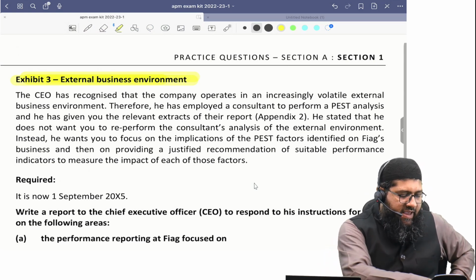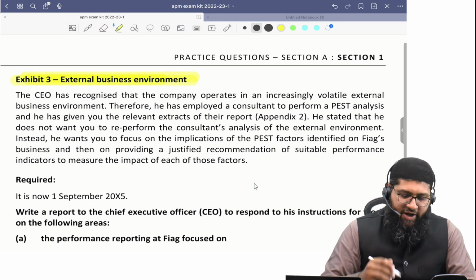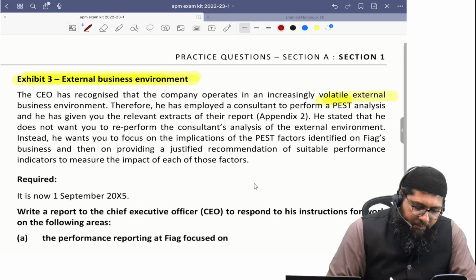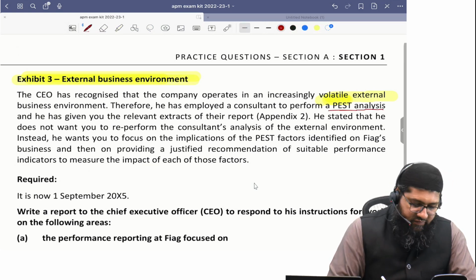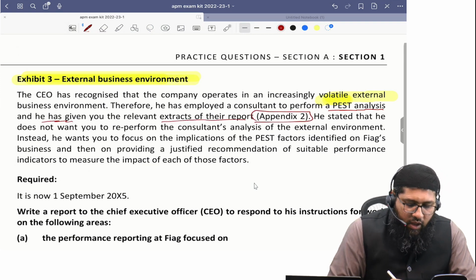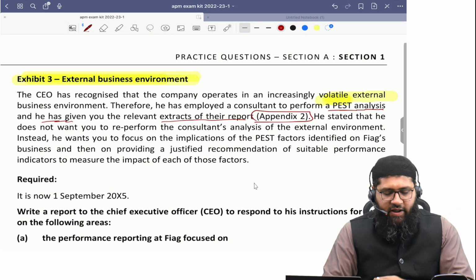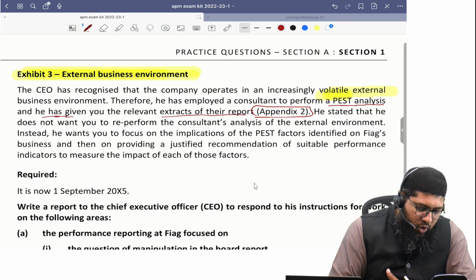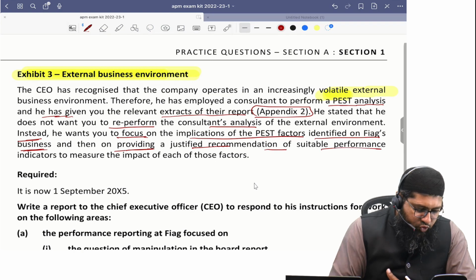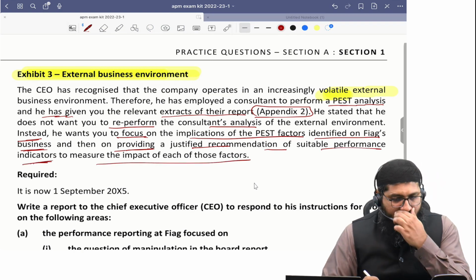Okay, now see, the CEO has recognized that the company operates in an increasingly volatile external business environment. Therefore, he has employed a consultant to perform a PEST analysis, and he has given you the relevant extracts of the report. He stated that he does not want to re-perform the consultant's analysis. Instead, he wants you to focus on the implications of the PEST factors identified on FIAG's business, and then on providing a justified recommendation of suitable performance indicators to measure the impact of each of these factors.